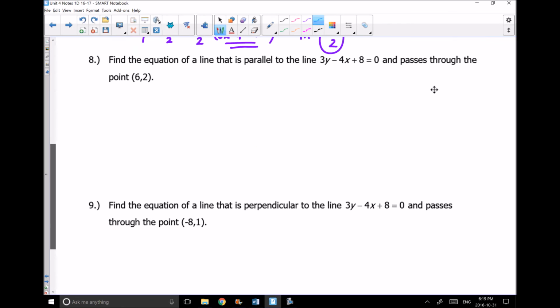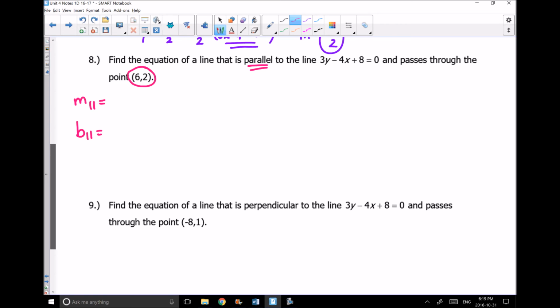Okay? All right, guys, hang in there. 2 more questions to go. Number 8, find the equation of a line that is parallel. So it's important that we write down that it's parallel to the line 3y minus 4x plus 8 equals 0, and also passes through the point 6, 2. So since it's parallel, I want to figure out the slope of my parallel line and the y-intercept of my parallel line. Neither of those pieces of information are given to me yet.